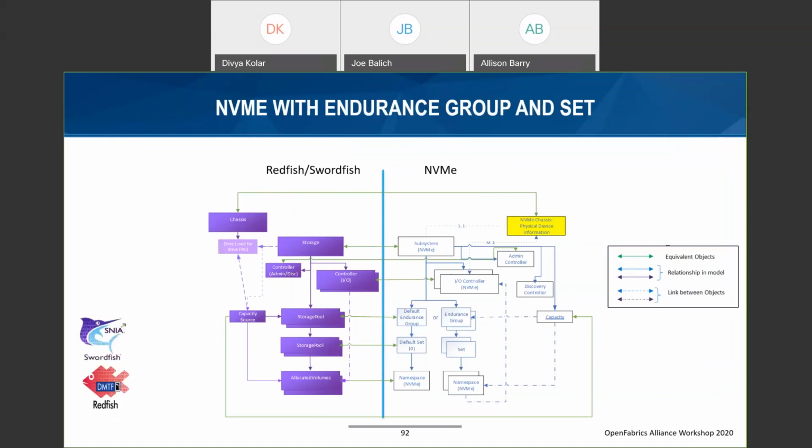This slide shows another configuration of NVMe, a local PCIe attached NVMe. But this has a couple of other constructs like endurance groups and sets. On the right-hand side, we can see that this NVMe device model has multiple I/O controllers, multiple endurance groups, and sets. And we have the corresponding Redfish, Swordfish elements on the left side of the blue line. I'm just showing this as an example so that we can build an NVMe over Fabrics subsystem on top of this. This is another local PCIe attached model, like I said. So, move on to the next slide.